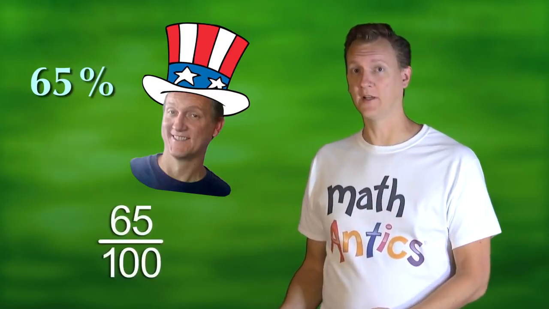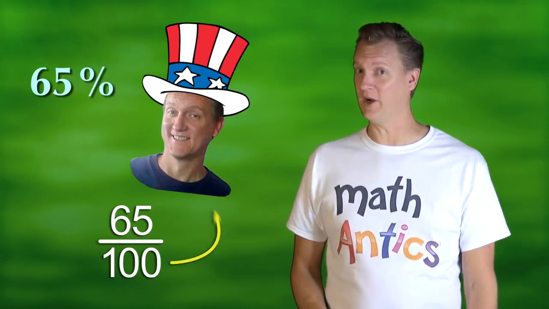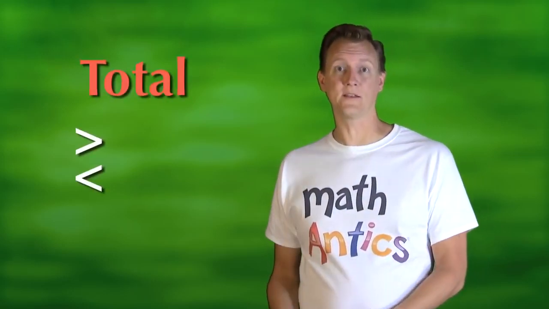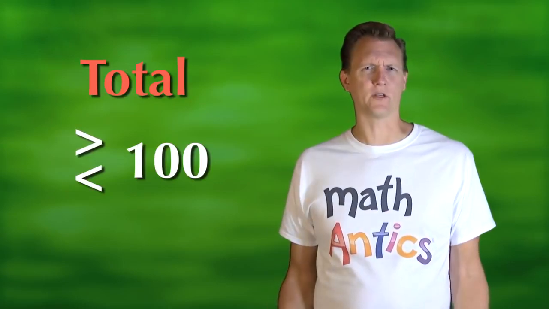Like if you hear on the news that 65% of Americans like watching football. 65% is 65 out of 100, but I'm pretty sure there's more than 100 Americans. The fact is that percents are used all the time to describe situations where the total involved is either more or less than 100. So how does that all work?